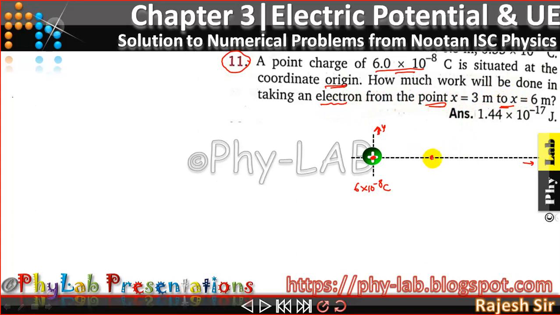So let me take some coordinate over here as x is equals to 3. So this distance happens to be 3 meter, and then I want to move an electron from x is equals to 3. Let me call this point as A to another point which I am calling it as B, and this distance from this particular charge happens to be 6 meter. So what is required now? It is required in this numerical problem that I need to find out the work done in moving an electron from some point A to some point B. A is located at 3 meter from the origin, whereas B is located at 6 meter from the origin.